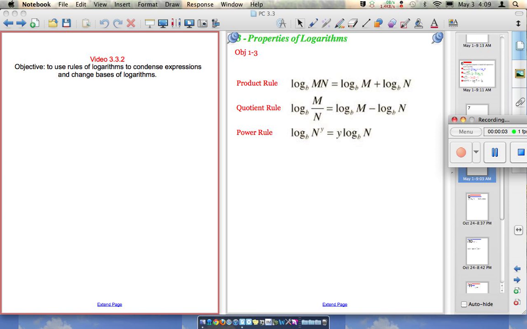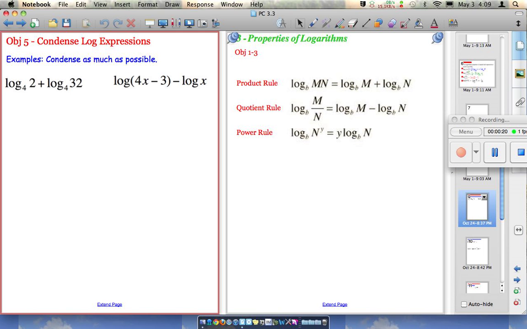This is video 332, and the goal here is to use logarithms to condense expressions and to be able to change the bases of logarithms. So we will continue to need our properties of logarithms, and then we'll learn the rule for changing the bases at the end of the video. So let's take a look.